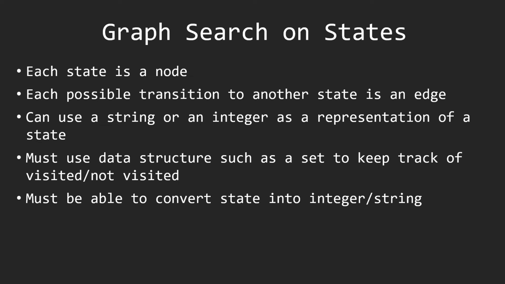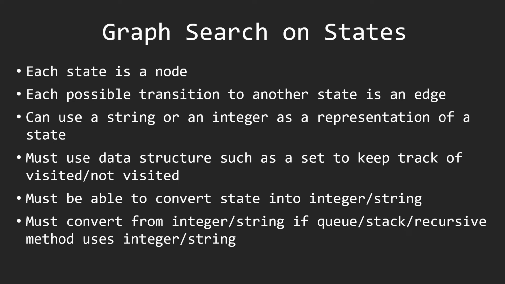All right. And finally, we must be able to convert the state into an integer or a string very easily. And we must convert this integer or string if the queue, stack, or recursive method uses integer or string. So that basically just means we need to have a solid implementation of our state.